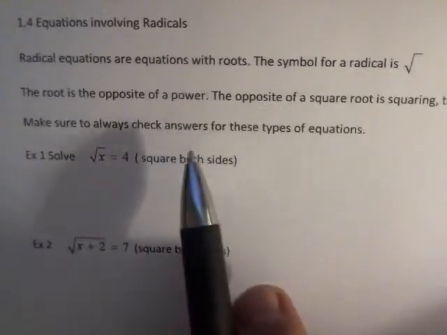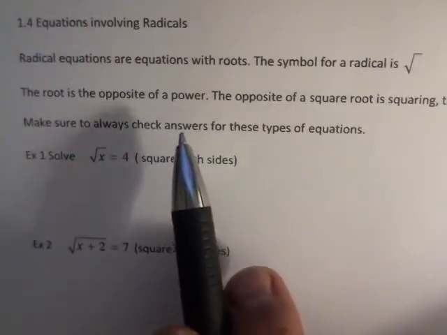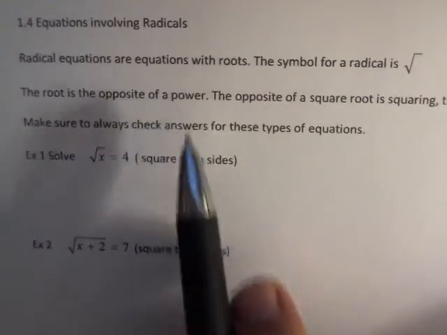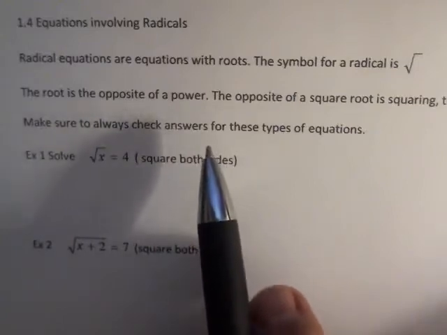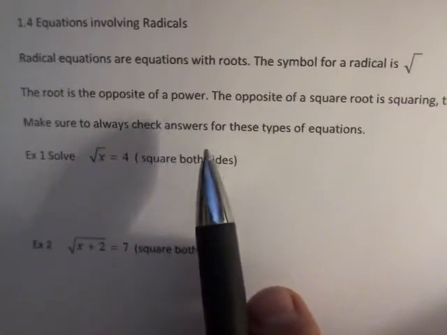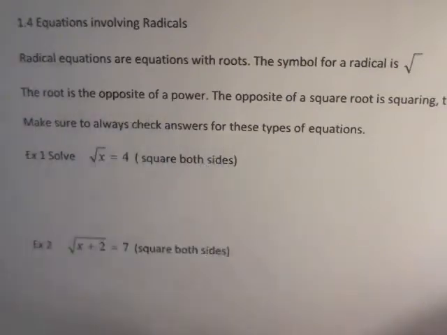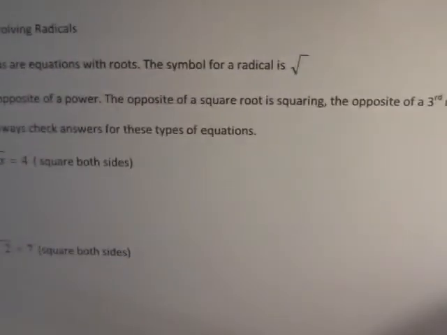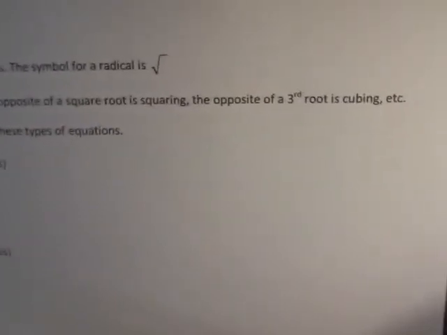The square root, or the root in general, is the opposite of a power. Like adding is the opposite of subtracting, multiplying and dividing are opposites, powers and roots are opposite. So the opposite of a square root is squaring, the opposite of a third root is cubing, etc.